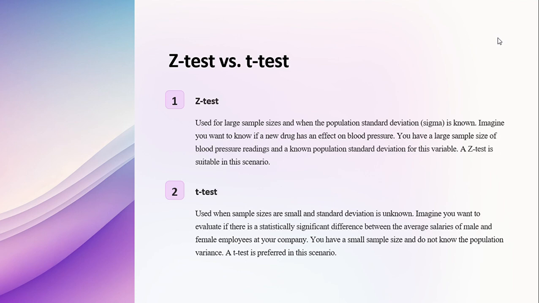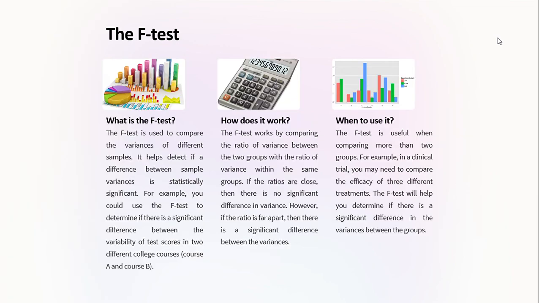Let's go to the next statistical method, which is the f-test. This is used to compare variances of different samples. It helps to detect if the difference between sample variances is statistically significant. For instance, you could use the f-test to determine if there is a significant difference between the variability of the test scores in two different college courses, course A and course B.